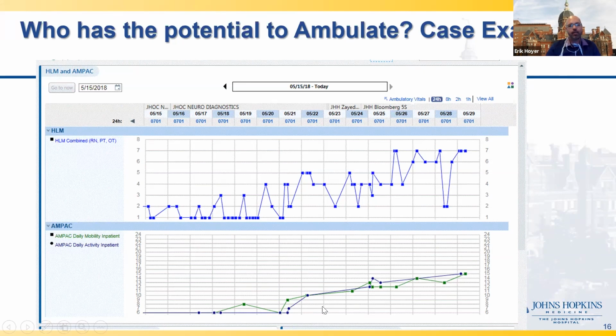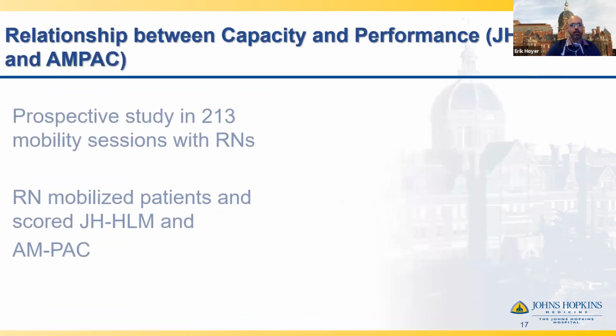But you can see as that AMPAC score is going up, and I can't really say what's cause and effect here, we see this trend that as the AMPAC scores, or their capability, improve, their functional impairments are going down, and their actual mobility, their HLM scores, are also going up. So this is something that we have seen a lot in clinical practice, seeing patients.